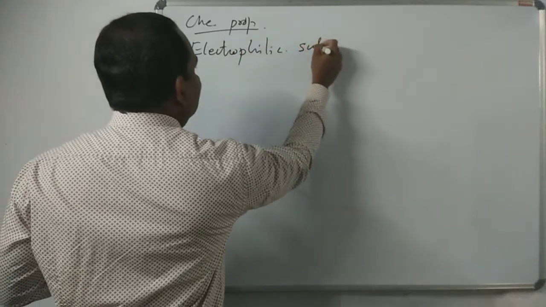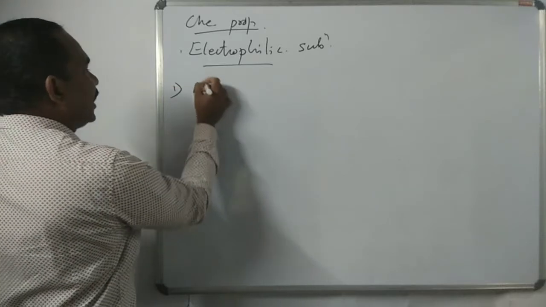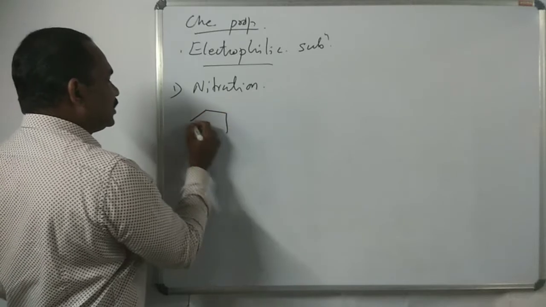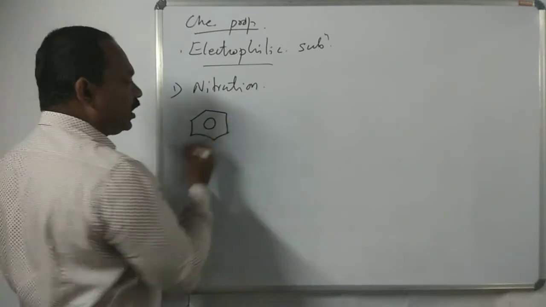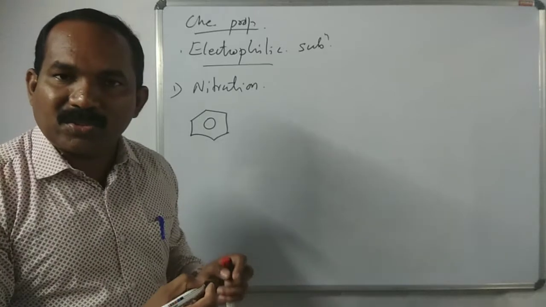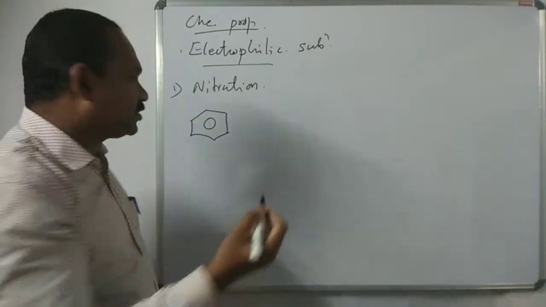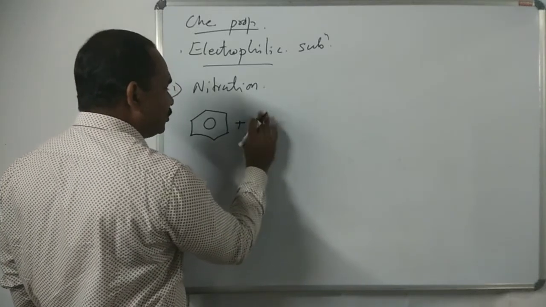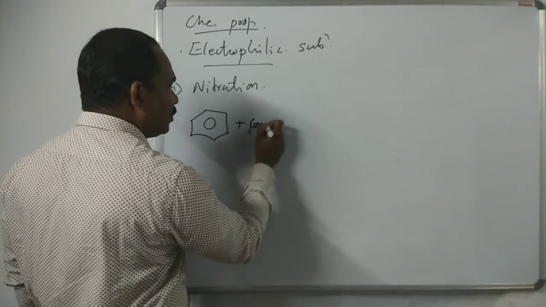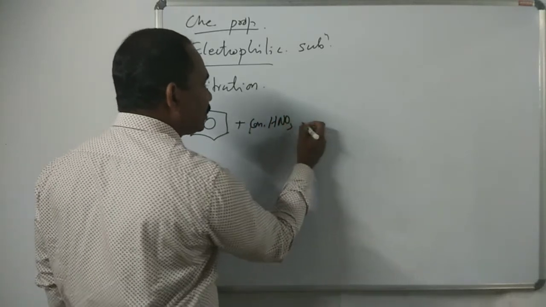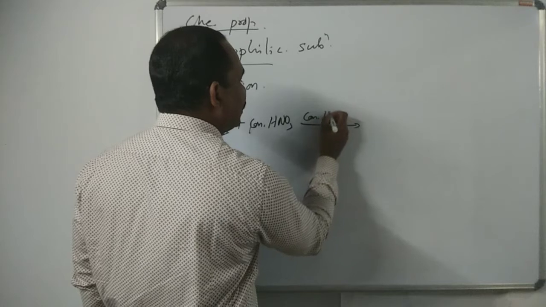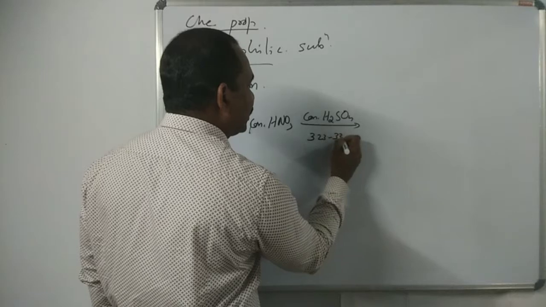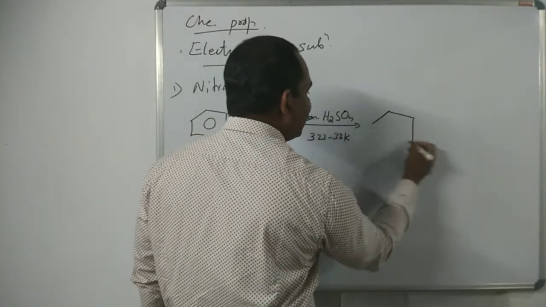Electrophilic substitution. One is nitration. Benzene is heated with, you can put either alternate double bonds or a circle or dotted structure as you like, plus concentrated HNO3, with concentrated sulfuric acid as a catalyst, at 323 to 333 Kelvin.